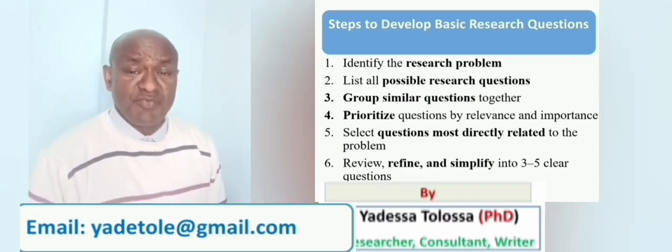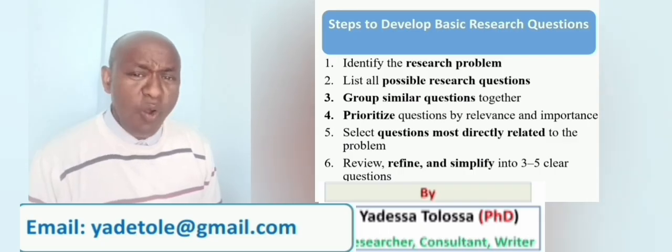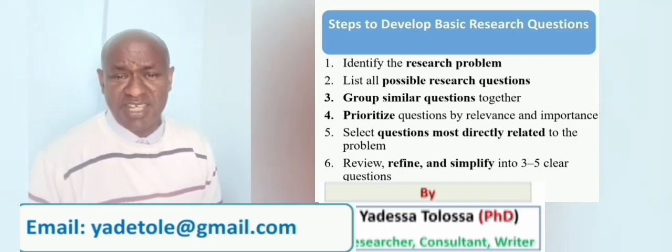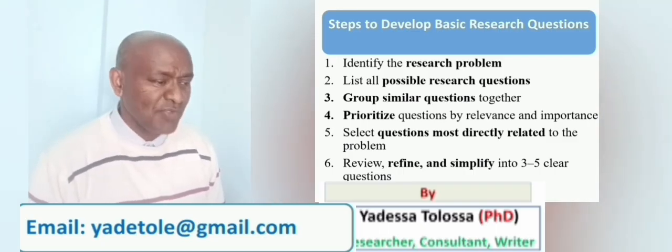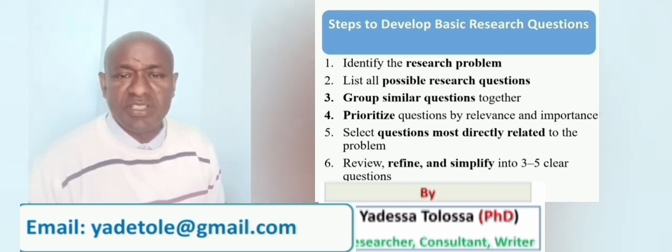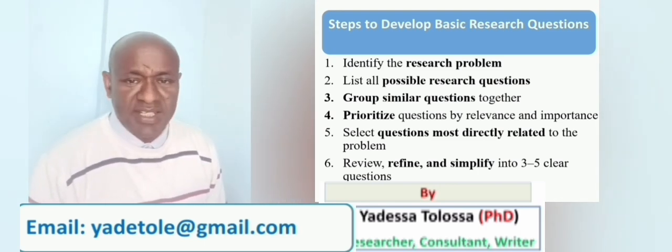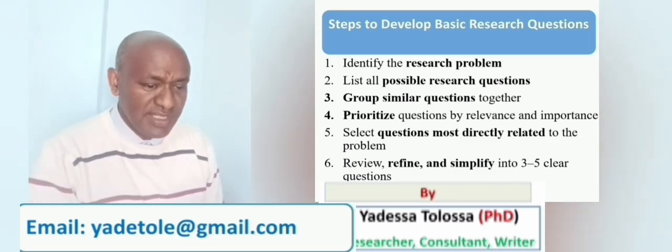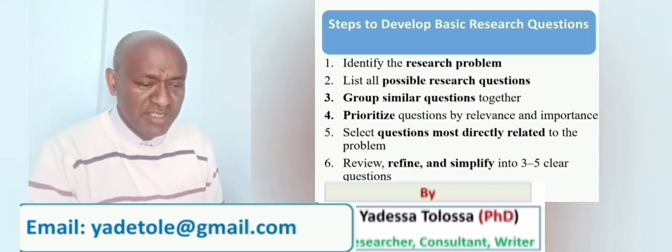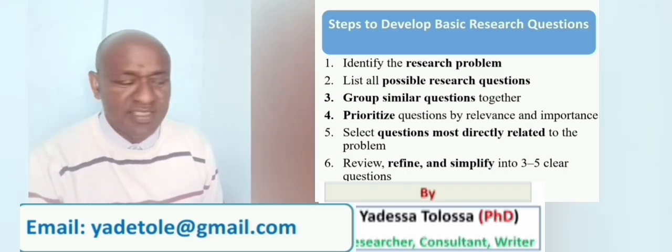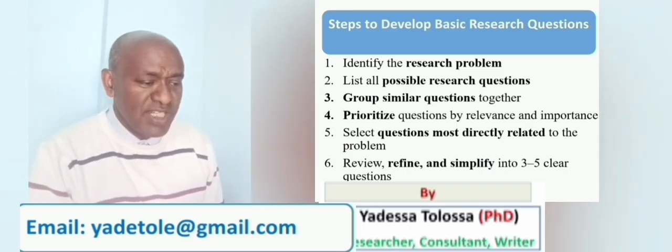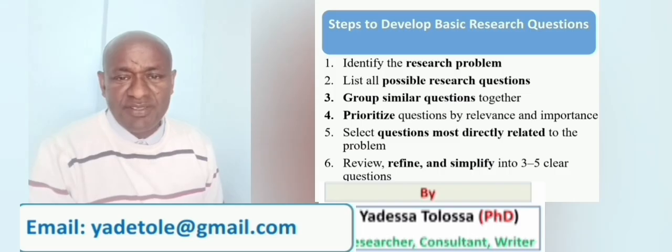But when we first do, we have to list out all the possible research questions. It might be 10, it might be 20 basic research questions. Then group similar questions together. Then prioritize questions by relevance and importance. And then select questions most directly related to the problem under investigation. Finally, we review, refine, and simplify into 3 to 5 clear questions.